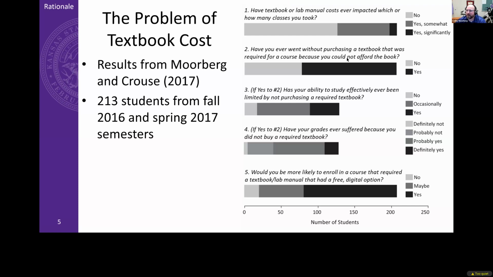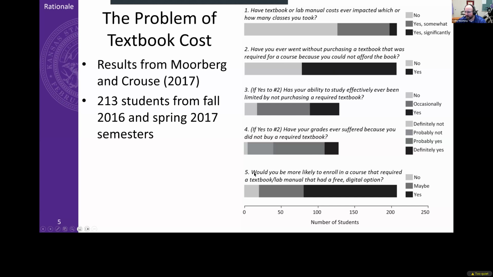I also asked them, have they ever gone without purchasing a textbook? And two thirds of them said yes. Of those students who had skipped buying a textbook, did they believe that their ability to study effectively had ever been limited by not having that textbook? Most said occasionally, and quite a few said yes. And then, did they expect their grades suffered? The majority said that probably or definitely yes.